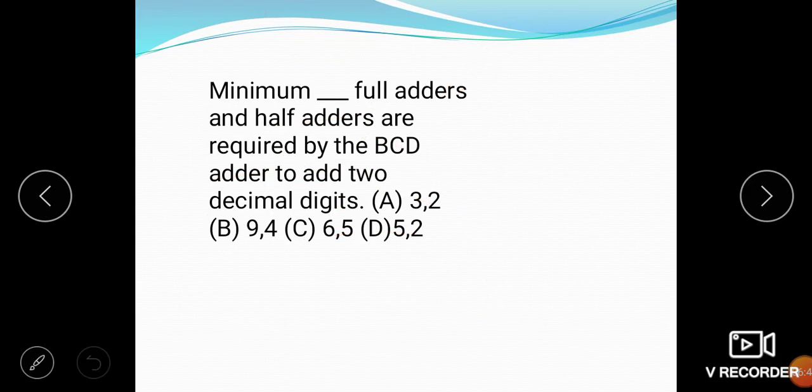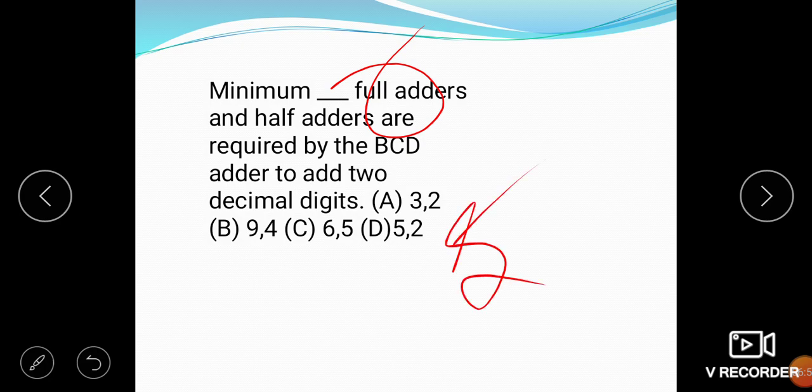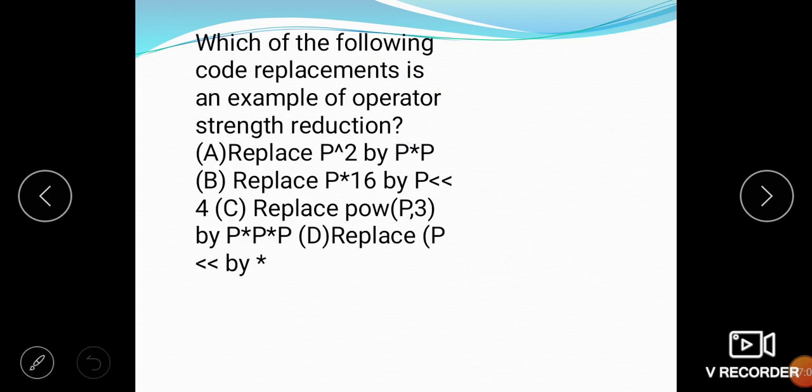Now shortest job first is also a non-preemptive method. Now full adder, how many full adders are required? So for adding BCD we require 4 bits. Okay, 4-bit code, so there are 5 full adders and 2 half adders.